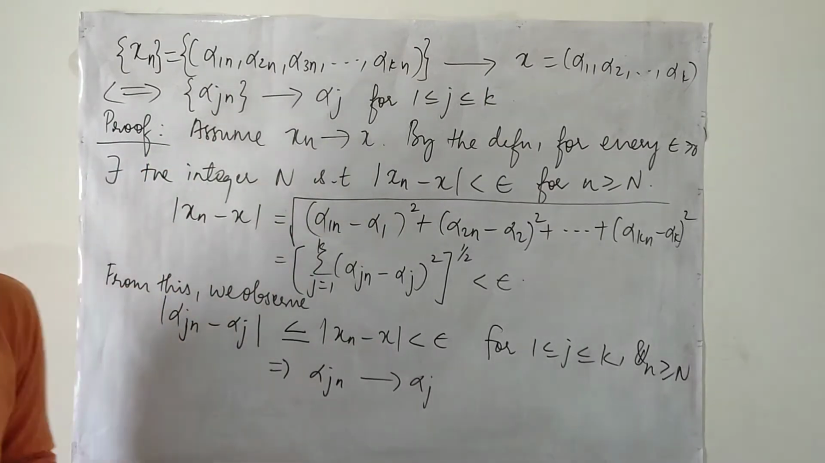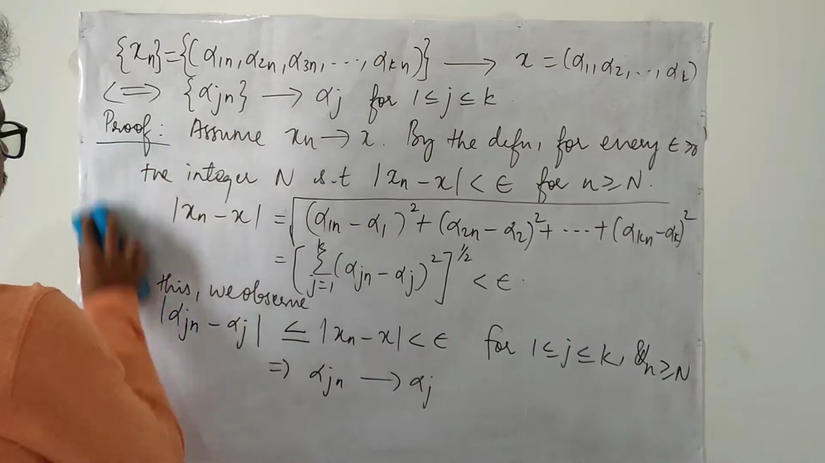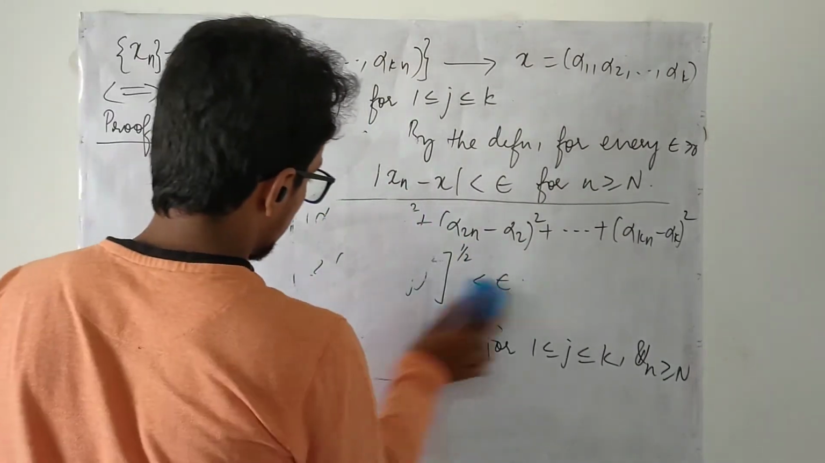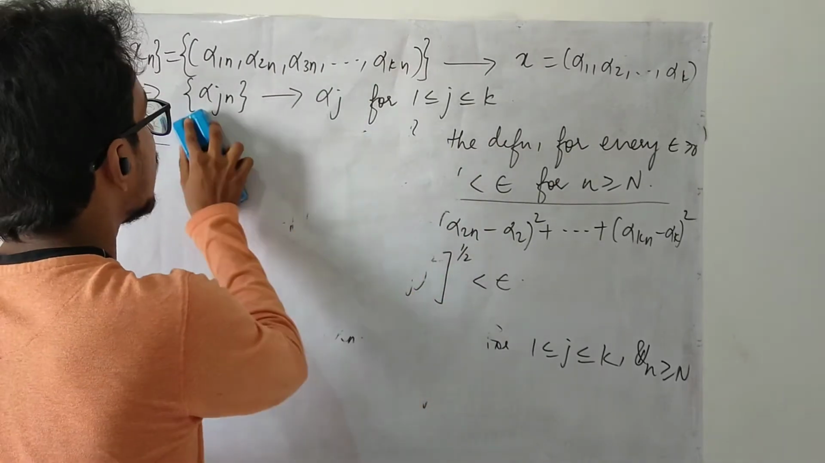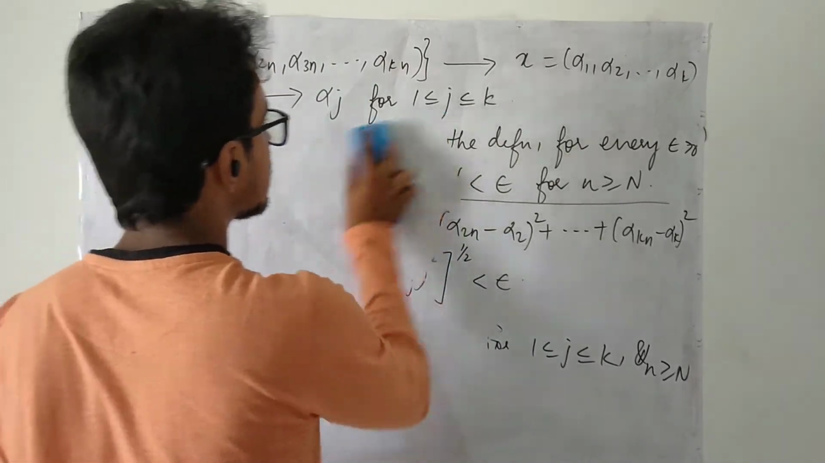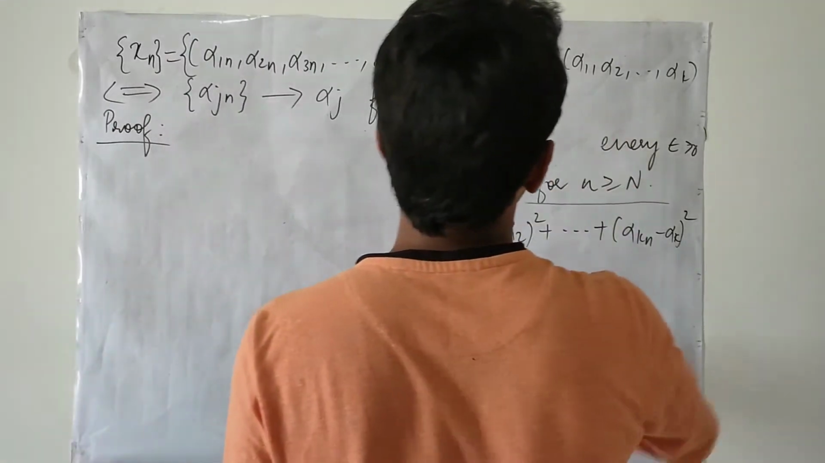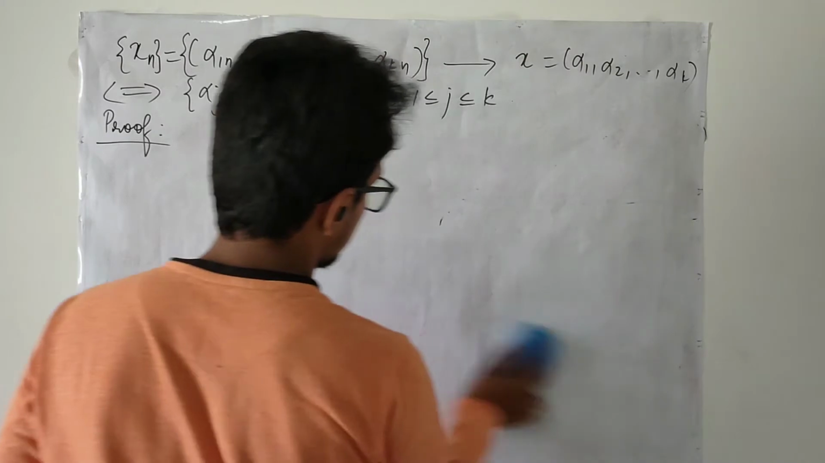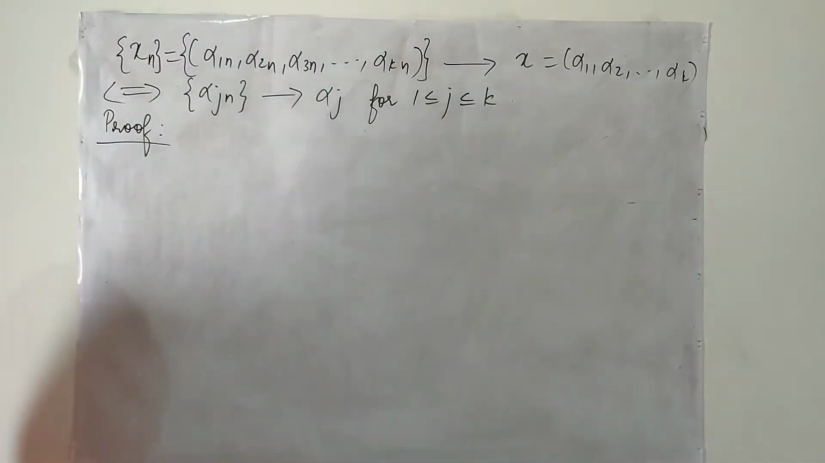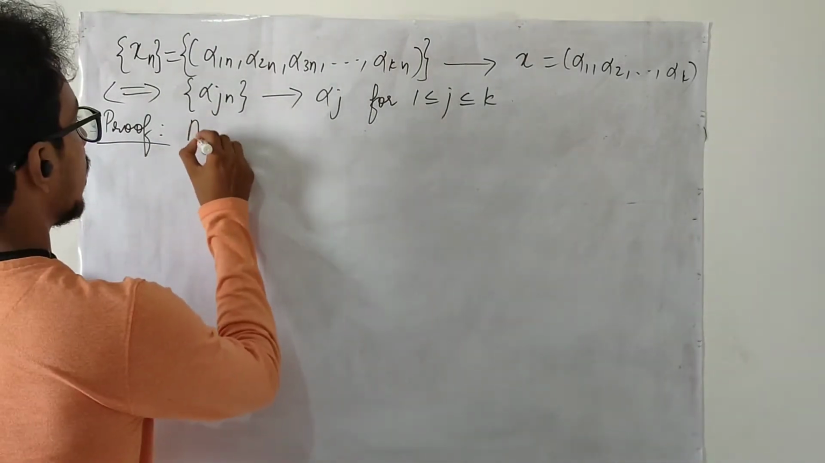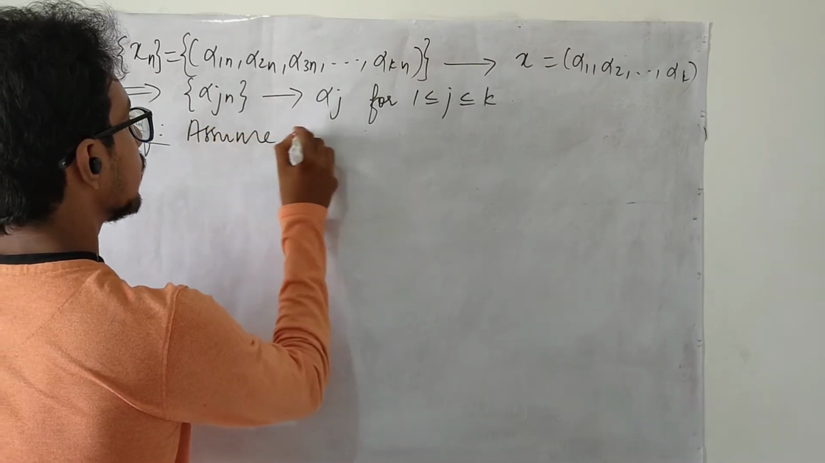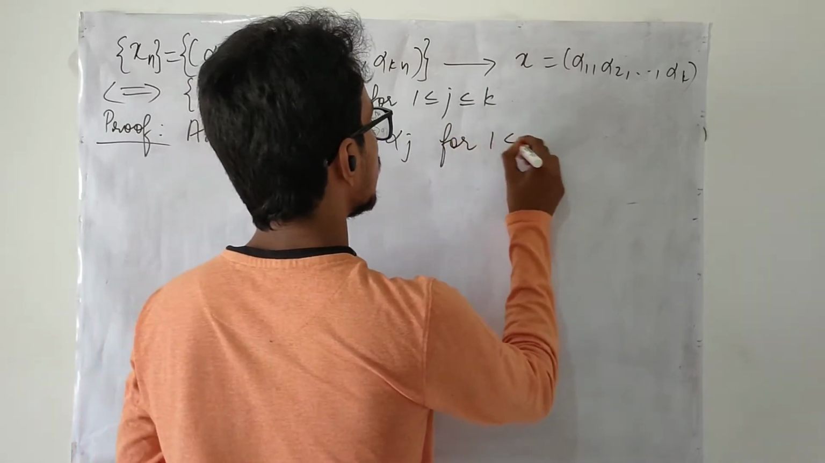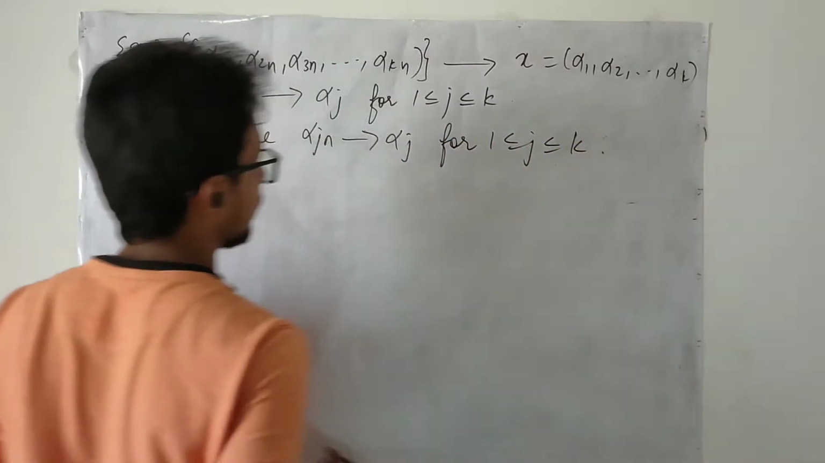Now we will have to prove the other way. For which, what are we going to assume? We are going to assume that the term-wise convergence is taking place, and we will have to prove the sequence in the Euclidean space converges, right? Speaking with the notations, we are going to assume alpha jn converges to alpha j for 1 less than or equal to j less than or equal to k, right?